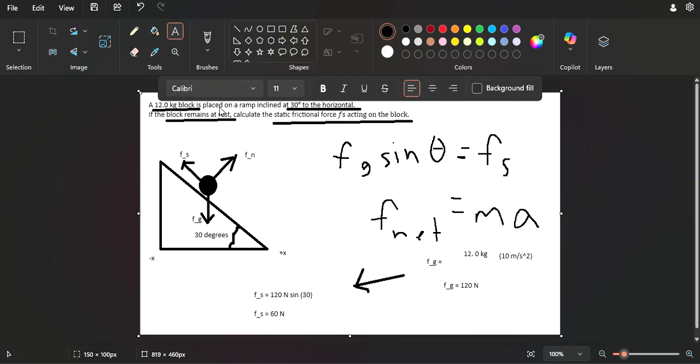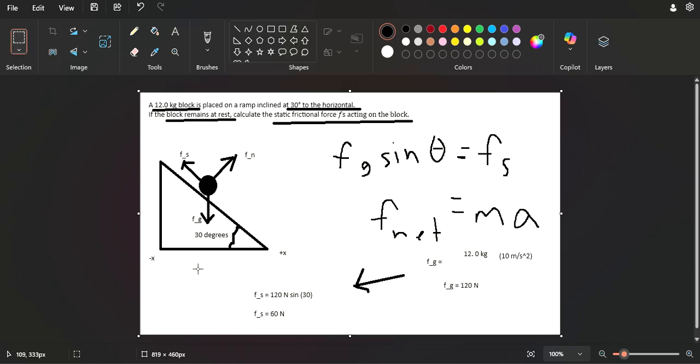Let's check back with the question. It says a 12 kilogram block is placed on a ramp inclined at 30 degrees to the horizontal. We use 30 degrees, we use 12 kilograms. If the block remains at rest, so we put them equal to each other, calculate the static frictional force, or F of S, acting on the object, and we calculate it here. So all we have to do is bold the answer and we will be done.